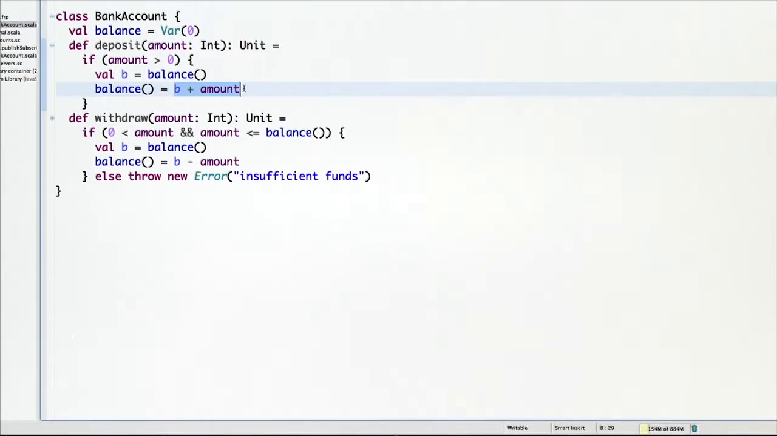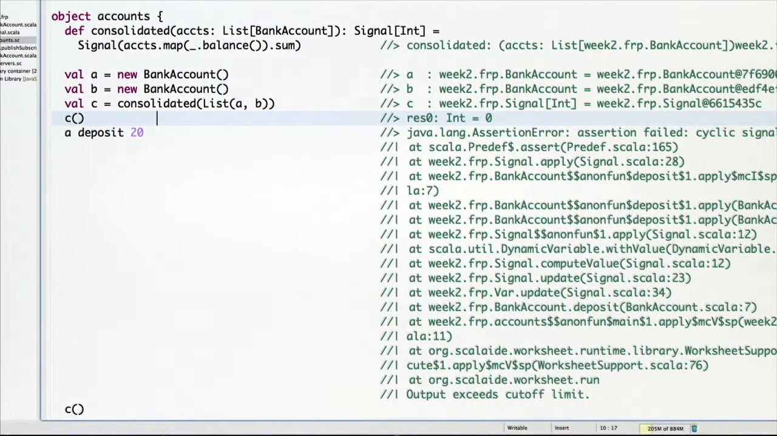So you see that the interaction of state and functions is very subtle, as we have observed at several points before. It makes an obvious difference whether balance here is defined as the right-hand side of a signal definition or pulled out into its own val. Let's redo the worksheet with that example.